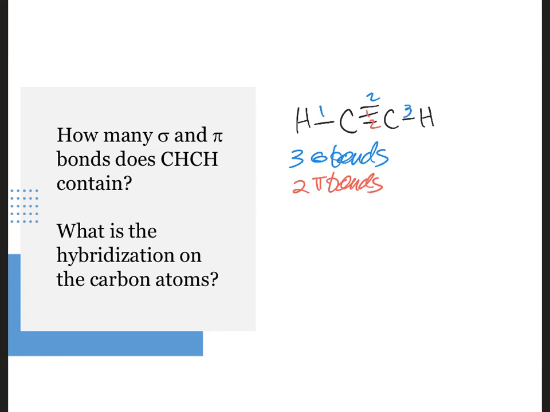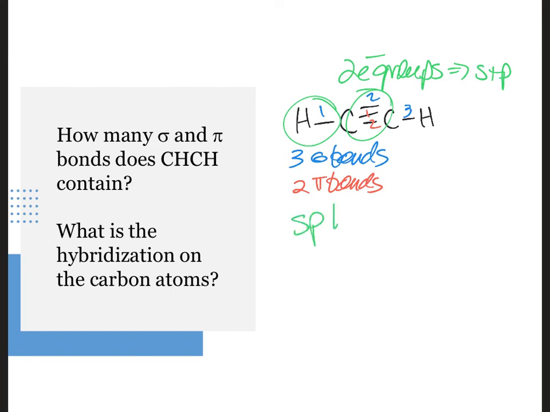All right, so what about the hybridization on the carbon atoms? We see each carbon has 2 electron groups. And so because they have 2 electron groups, they only need 2 hybrid orbitals, which will be an s plus a p. So we would say this is sp hybridized.